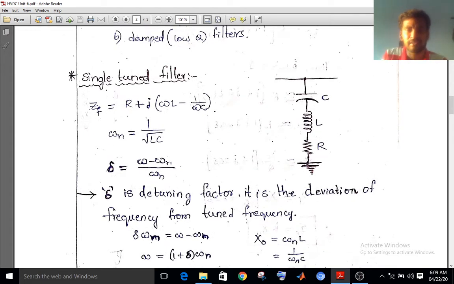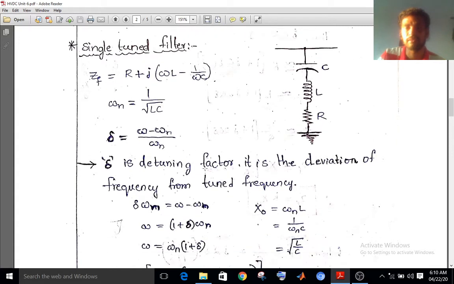The detuning factor is the deviation of frequency from the tuned frequency. We may not tune exactly the frequency where the filter offers zero impedance or less impedance for the harmonic component, so there may be some detuning factor. That is, there must be some deviation from the tuned frequency. So delta will be (omega minus omega n) divided by omega n. We generally define this detuning factor as a ratio of change in frequency to the tuned frequency.